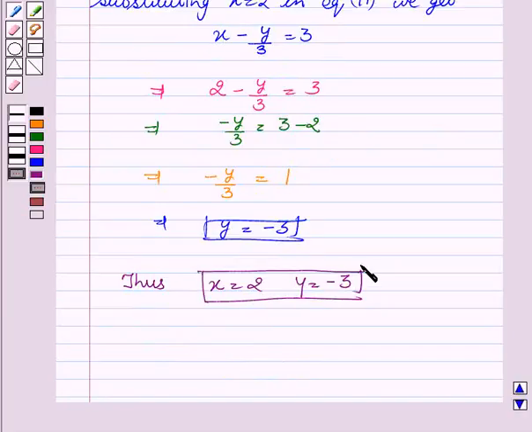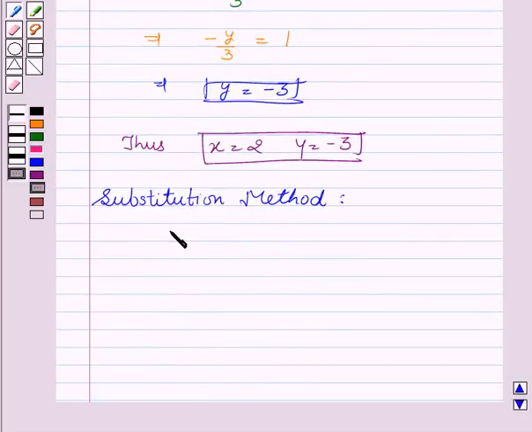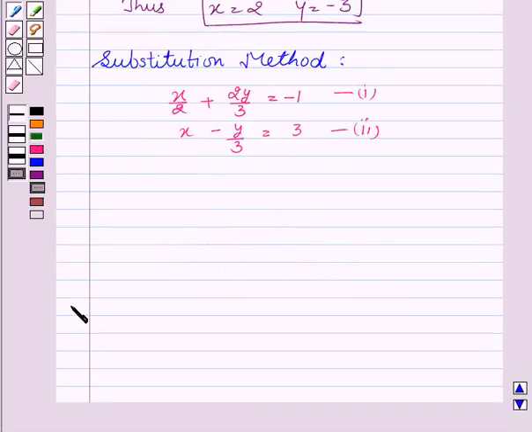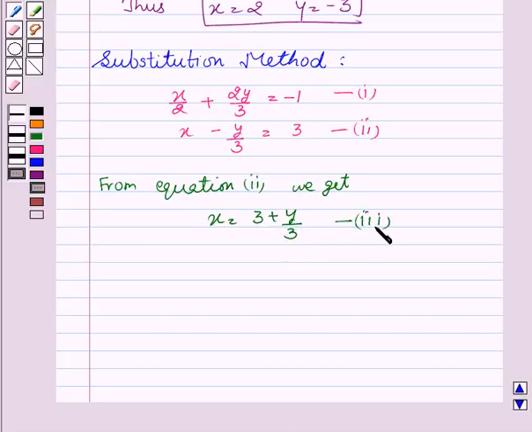Now we'll see the substitution method. Our equations are x upon 2 plus 2y upon 3 equal to minus 1, this is our first equation, and x minus y upon 3 equal to 3, this is our second equation. Now, from equation second, we get x equal to 3 plus y upon 3. Let this be our third equation. Now we'll substitute the value of x in equation first.